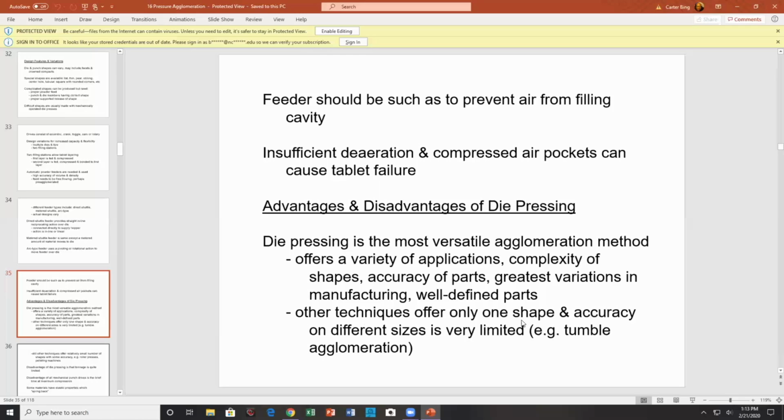Everything having a rounded surface. Other types offer one shape. Accuracy on different sizes very limited.